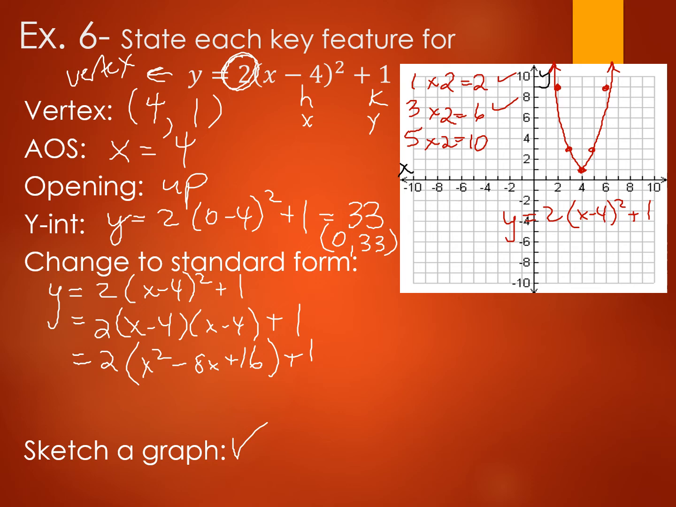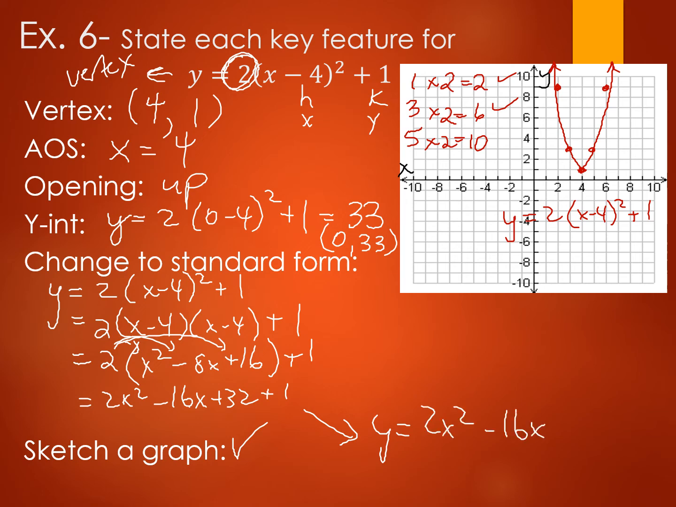Now distribute your 2 in. So 2 times everything inside the brackets. So 2x squared minus 16x plus 32 plus 1. And that gives us a final equation in standard form of 2x squared minus 16x plus 33.